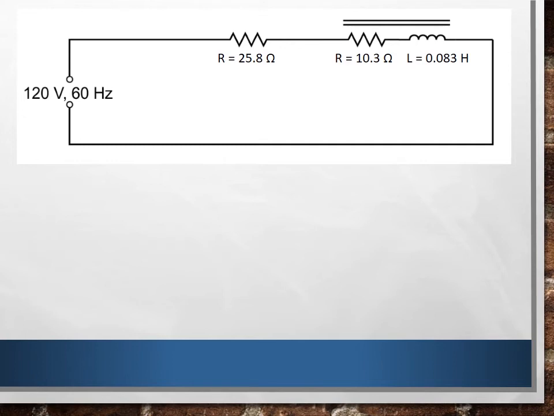Just like in the last problem, I gave you inductance instead of inductive reactance, and so once again, our very first step is going to be to solve for the inductive reactance. So I have an XL value of 31.29 inside that coil. Now keep in mind, I do have two different components here. I have a resistor, and then I also have a coil. So that coil I want to kind of treat on its own.